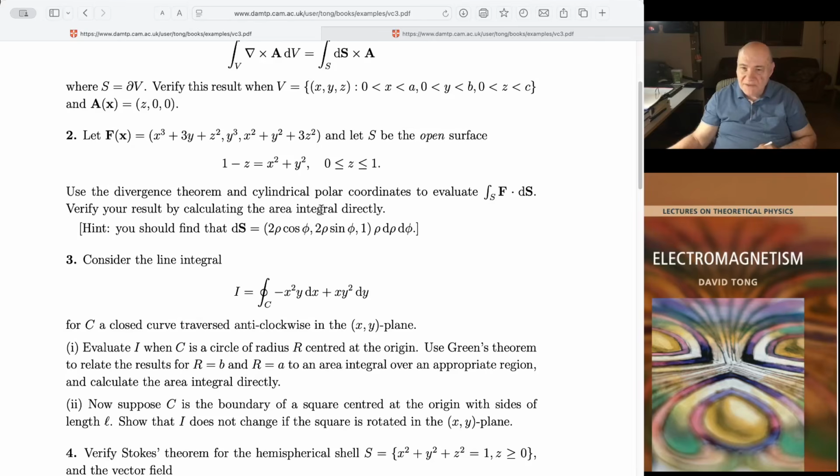I'm going to do this problem manually, and then I'm going to show you how you can do it in like 5 lines using Maple or Mathematica. Probably the AI programs would be able to do this also very easily.